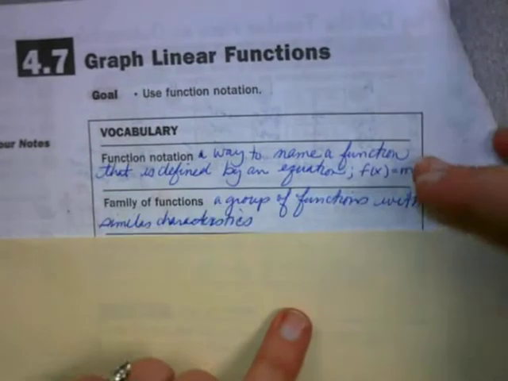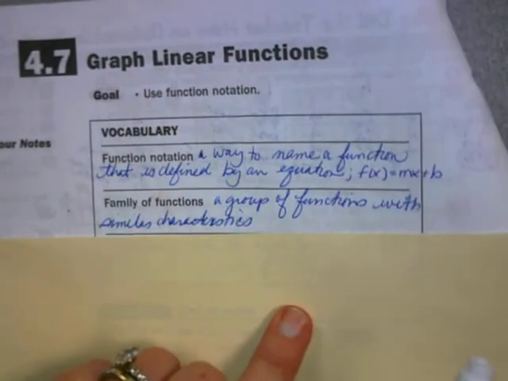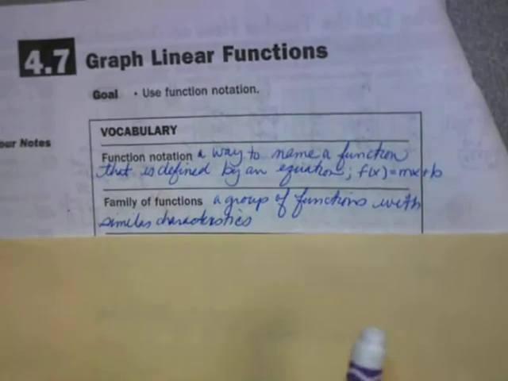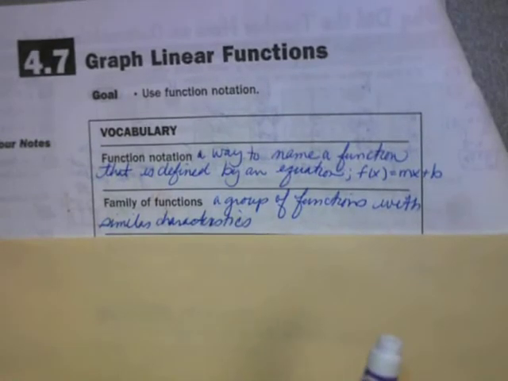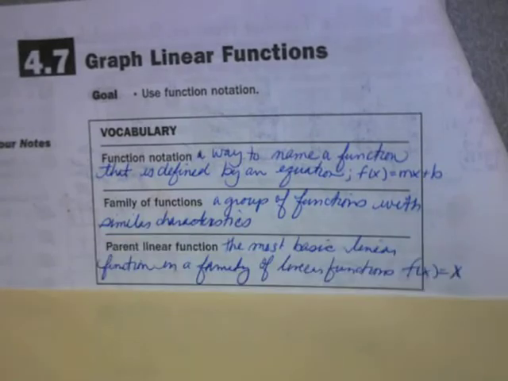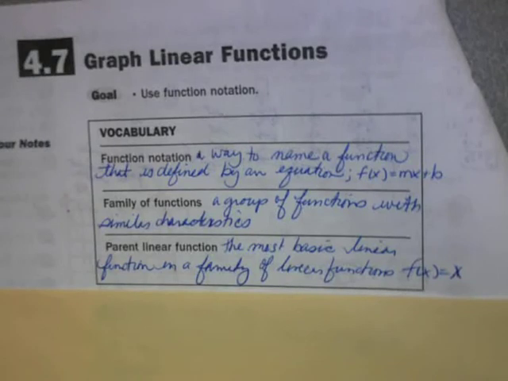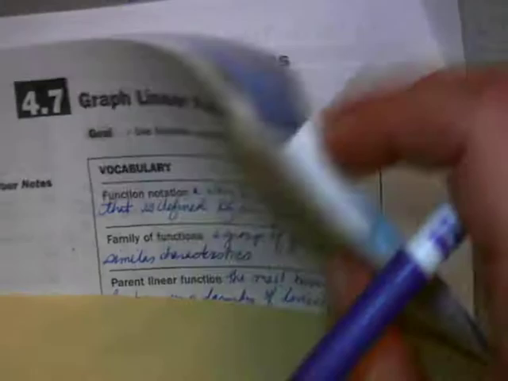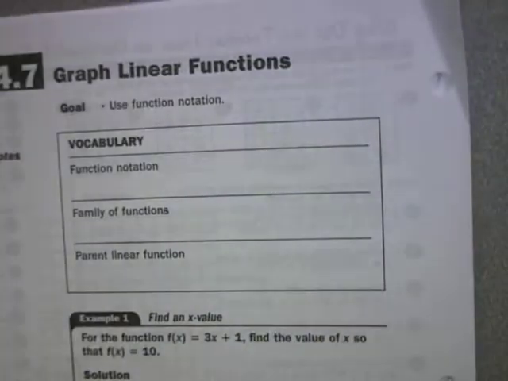The next definition is a family of functions. So it's a group of functions with similar characteristics. They may have the same slope, those kind of things, and we're going to be practicing those. A parent linear function is the most basic linear function in a family of linear functions. So in general, we would call that f of x equals x. And then from there, we could multiply something or add something and so on. Okay. So now that we're done with our definitions, we're going to look at example 1.